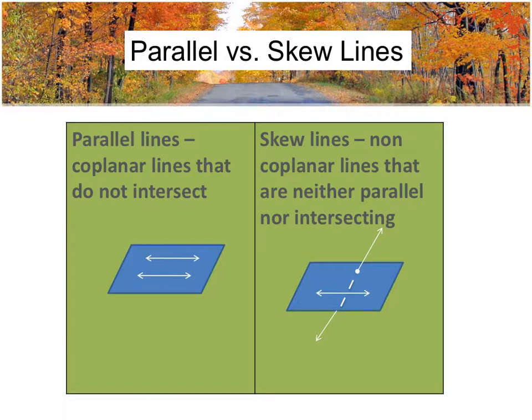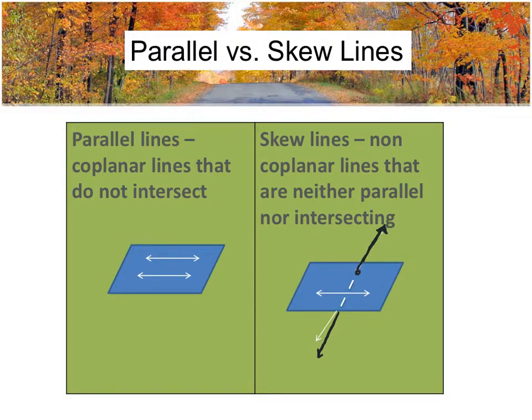Then we get skew lines, and skew lines are non-coplanar lines, meaning they're not on the same plane. If you notice, this line shouldn't be bent like that. It's just how part of the notes came out. It's supposed to be a diagonal line, not crooked like that.